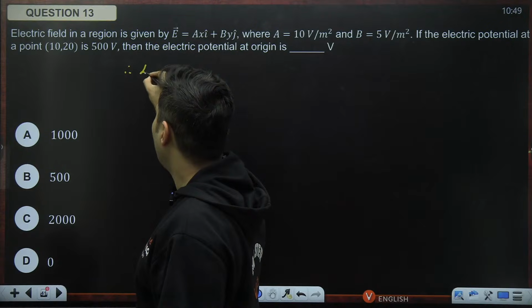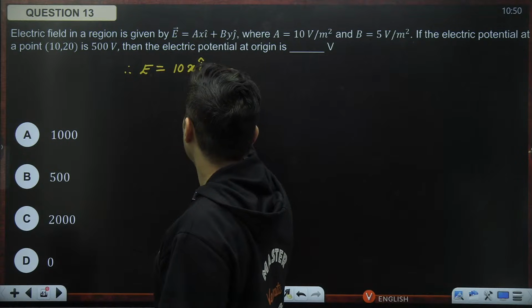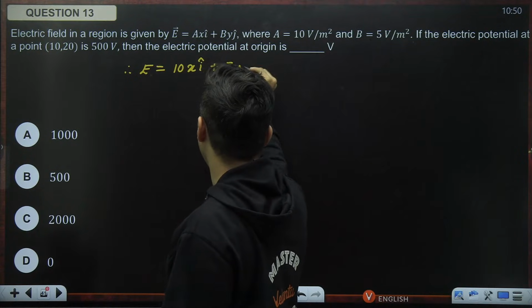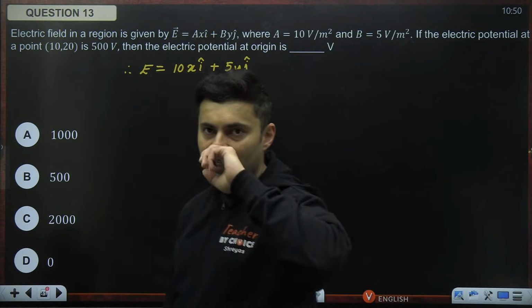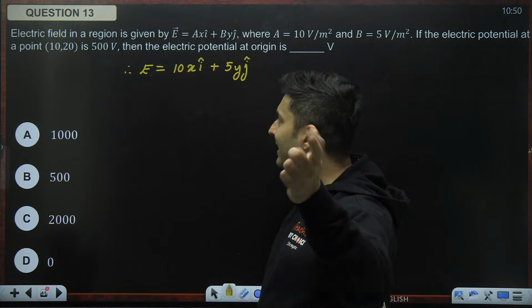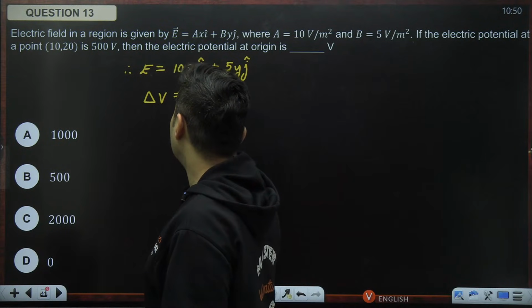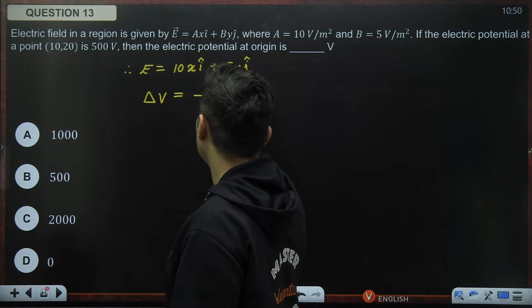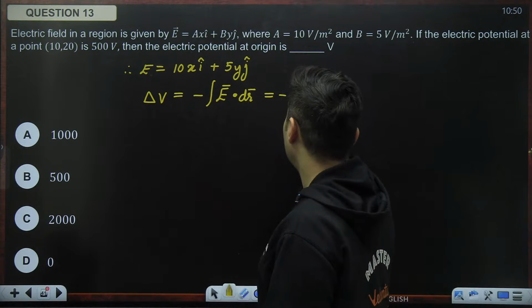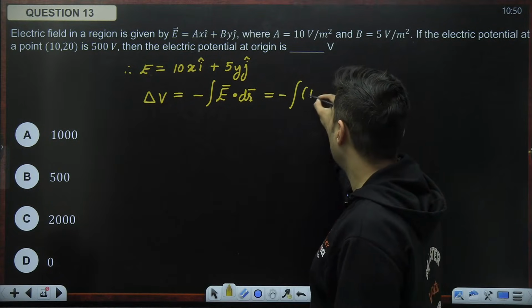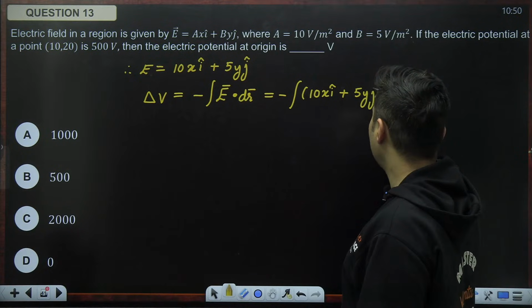So first of all, my electric field is nothing but 10x i cap, and B is nothing but 5, so 5y j cap. Now, electric field and potential are related by a derivative. E is dV by dr. So I can say delta V is negative E dot dr with integration. So negative is there, and the electric field is your 10x i cap plus 5y j cap.